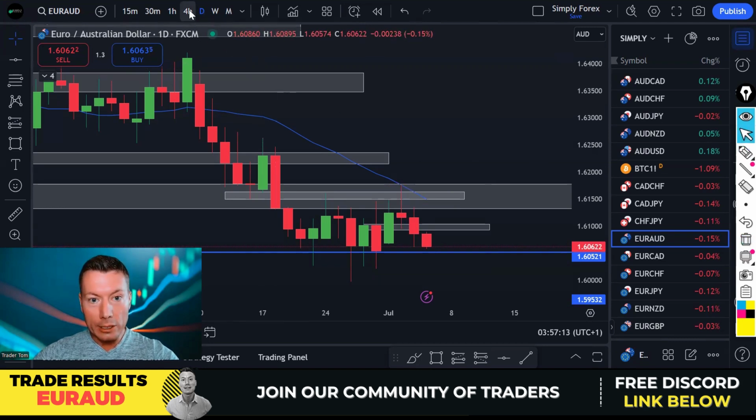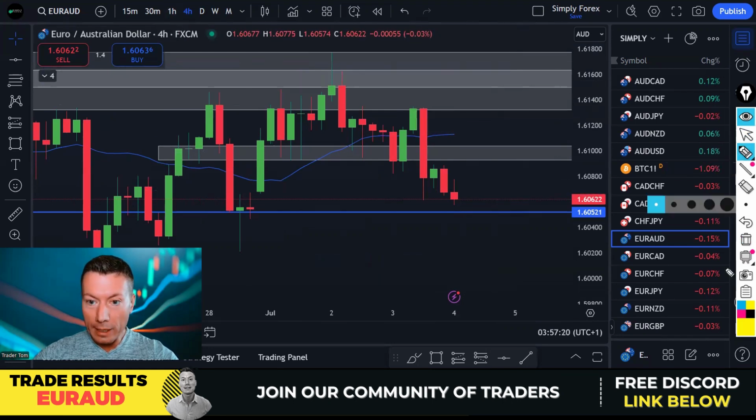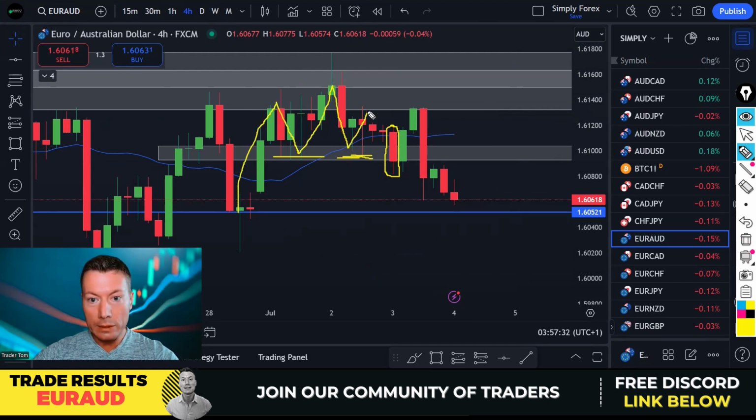If we look at the H4, well, it's clearer on the H1, but let's just look at the H4 first of all, because you can see that we broke these lows. This candle here, right, broke these lows, okay? And that was the catalyst for our trade, okay? As soon as that broke, I entered.